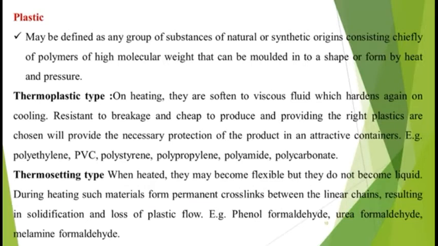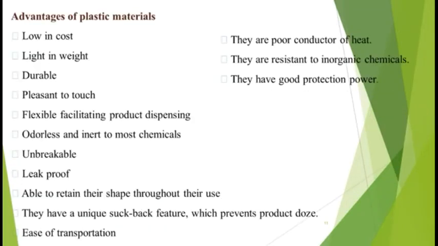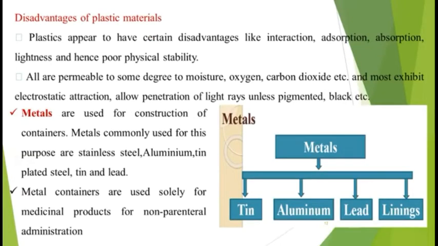So the wax is also used for tin, and this wax does not have the suck back property. Next we see the plastic tubes. The advantages of plastic tubes are that they have the suck back property, they prevent product loss, meaning looseness of the product, and they are leak proof and unbreakable.